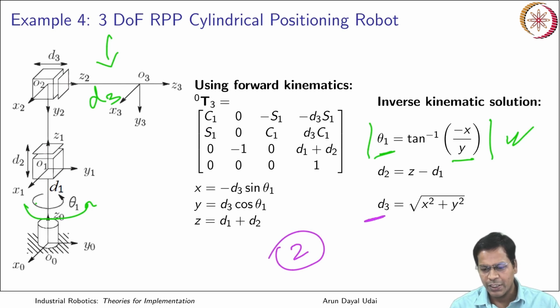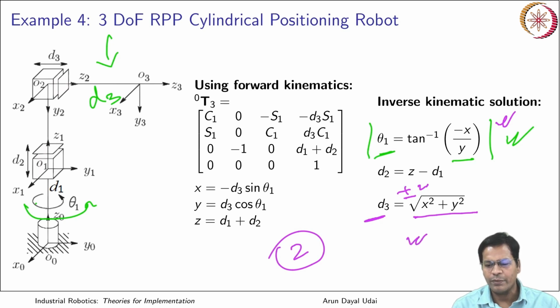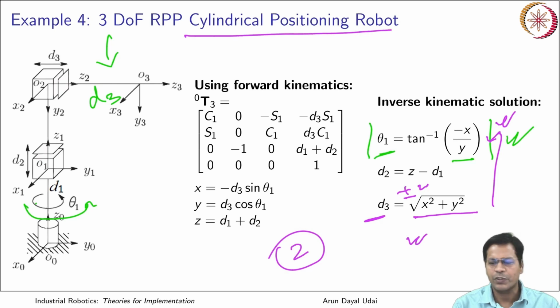Here also you can see d3 is square root of x square plus y square. It says plus or minus. Is it not? So the plus one is considered when this is the case, exactly the one which is here, when you have negative x, positive y. Minus is considered when you have negative y and positive x. Got it? So these are the 2 solutions. You have to consider these while programming inverse kinematics of a cylindrical positioning robot. Got it? So this is it.